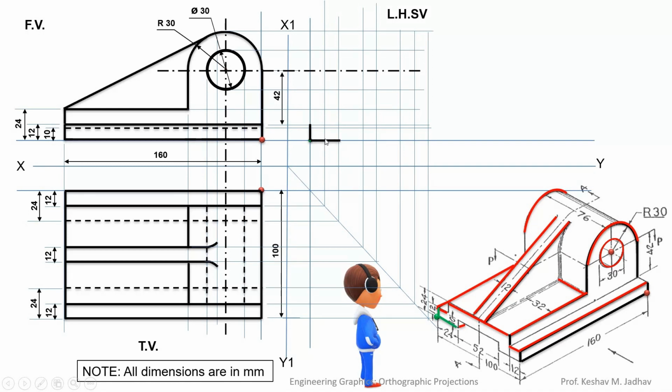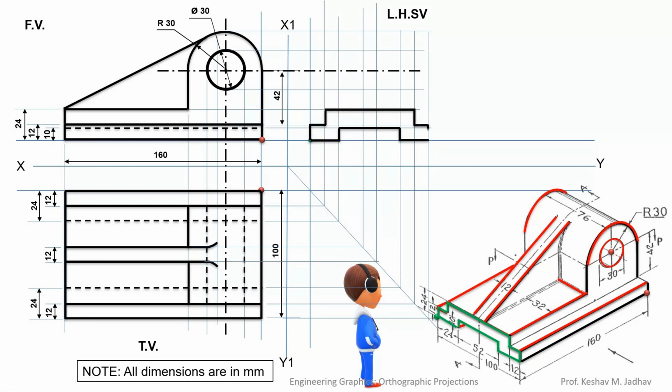Now in the side view it is not required to measure the dimensions. We have already measured the dimensions. So these horizontal dimensions we can take from the top view projections, and these vertical dimensions we can take from the front view. Similarly, we can complete this portion like this.